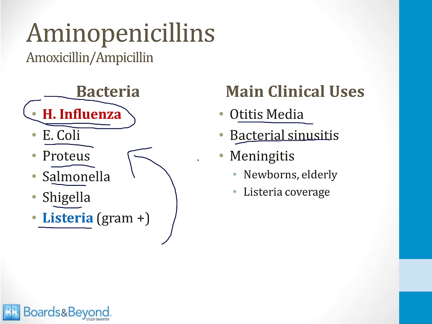The aminopenicillins are also often used in bacterial meningitis, especially among the newborns and the elderly. These are populations that are at risk for listeria, so if you use an aminopenicillin, you will cover listeria and you will also cover H. flu, which can cause meningitis. You will also have some coverage for strep pneumonia.